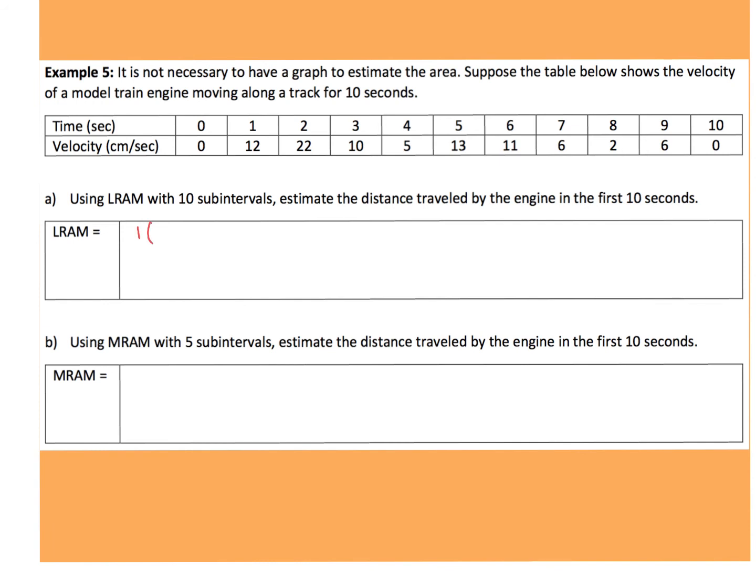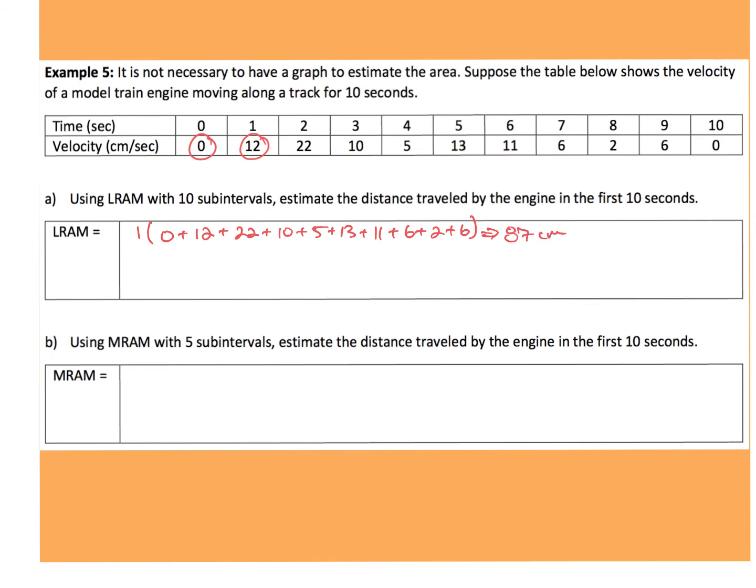And so now I need to find my value from the left. So I'd look at this 0. So now I have 0 plus, what's my next one? 12. And then plus 22. And then 10. And then 5. And then 13. Then 11. Then 6. Then 2. Then 6. And then none, that's it. Now it wouldn't affect it on this one if we had 0. However, it would not be it. So we do some quick math, and we end up with 87 centimeters. Congratulations.